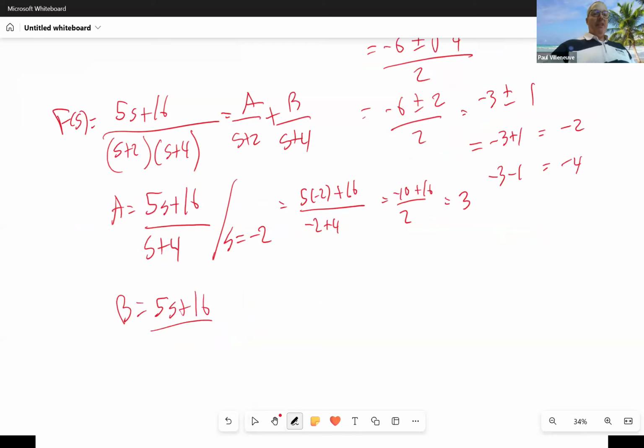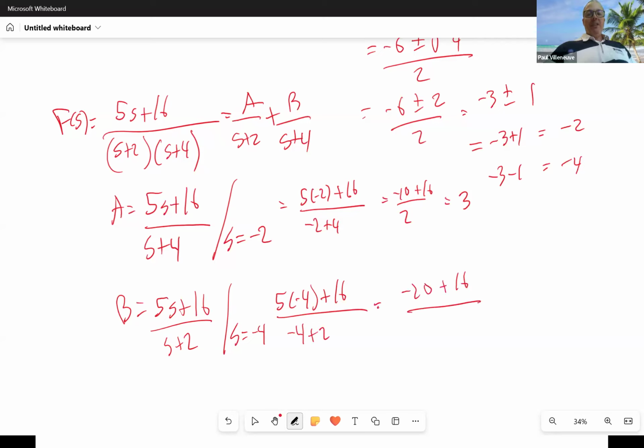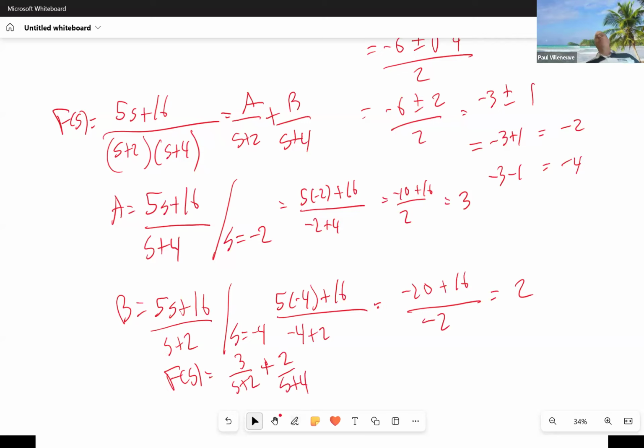Let's check out for B then. 5s plus 16 all over s plus 2, evaluated at s equals -4. So 5 times -4 plus 16 all over -4 plus 2, -20 plus 16 all over -2, which is equal to 2. So my final F of s before I'm ready to take it into the time domain is 3 over s plus 2 plus 2 over s plus 4. Anybody else get those? Couple people?